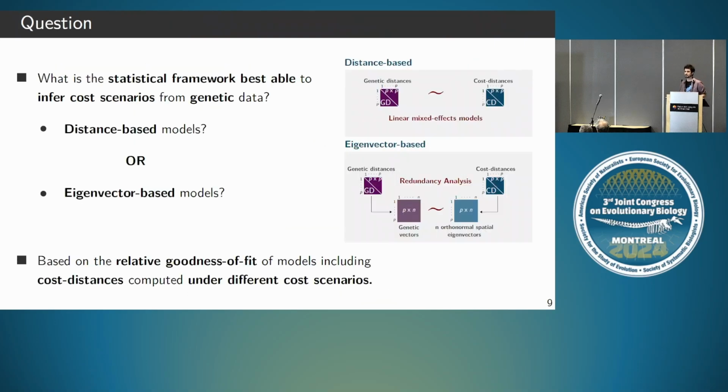So although this approach seems promising, it had never been tested before, so that's what we wanted to do, and we wanted to compare these two kinds of models in their ability to recover what is the true scenario driving dispersal. So we compared their relative fit with different cost scenarios to identify which one was the best. The issue here is that if we don't know the truth beforehand, we can't really assess them, so for that reason we use genetic simulations.